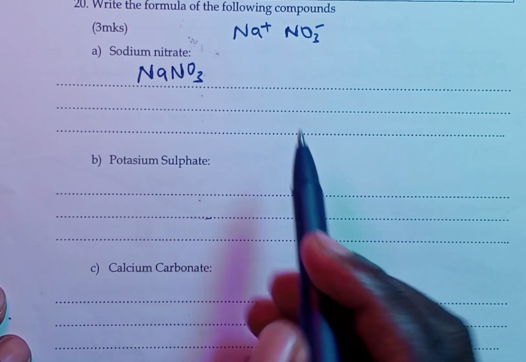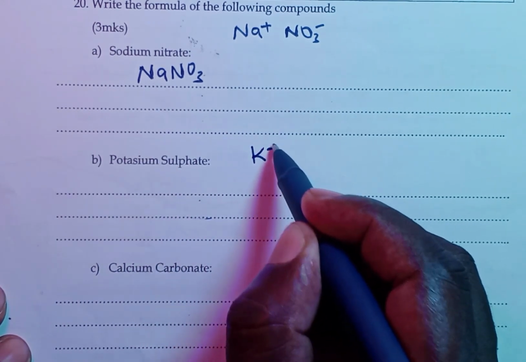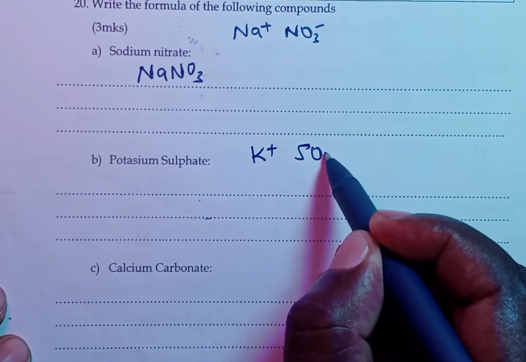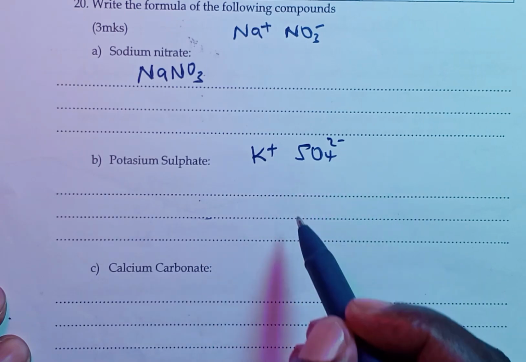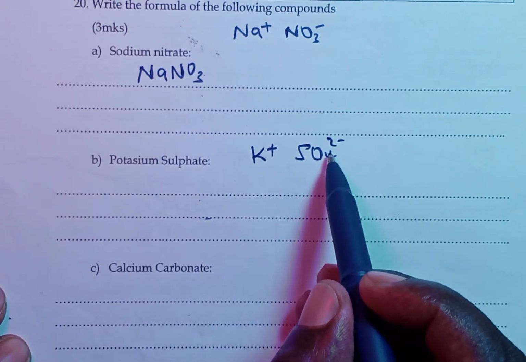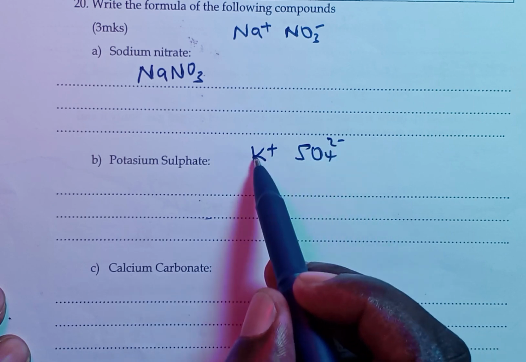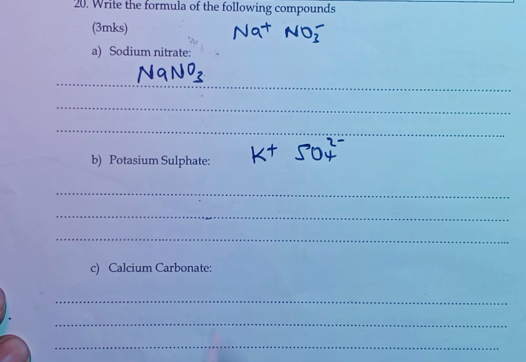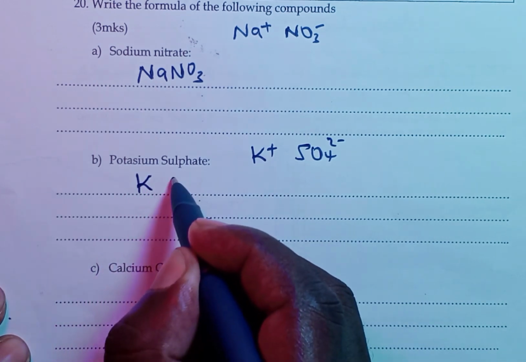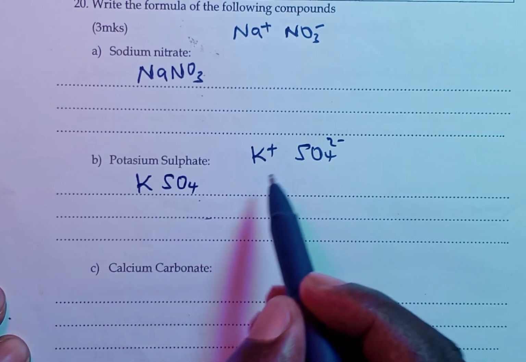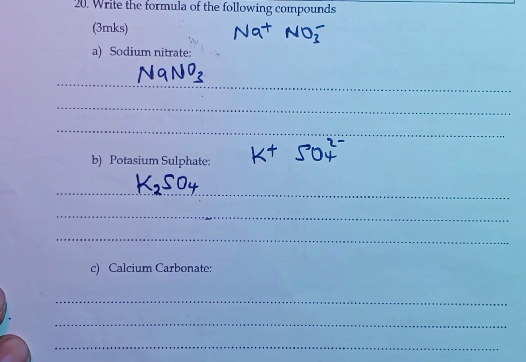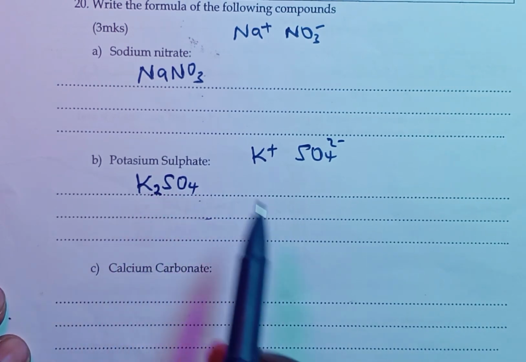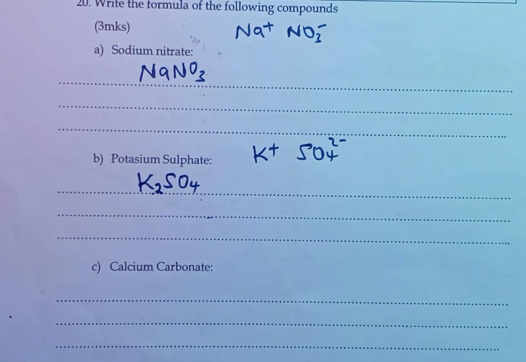B, we have potassium sulfate. Potassium has a valency of 1, and the sulfate ion has a valency of 2, and therefore whenever the two combine, they exchange valencies such that the sulfate ion gives its valency to potassium, and potassium also gives to the sulfate. And in this case, we are going to have K2SO4, but remember the sulfate has a valency of 2 that goes to potassium. Since potassium has 1, it does not affect the sulfate part.